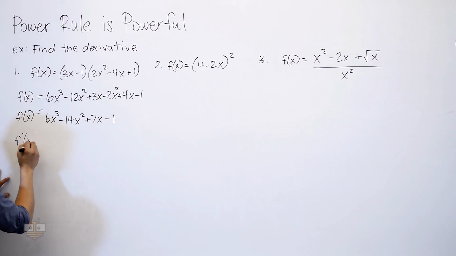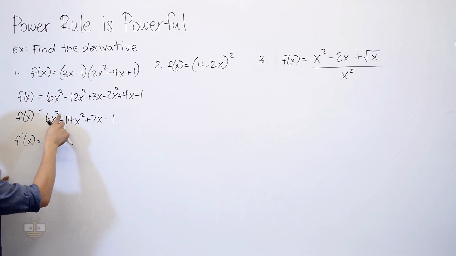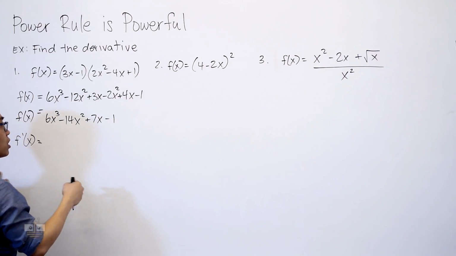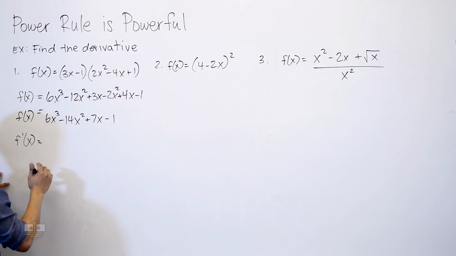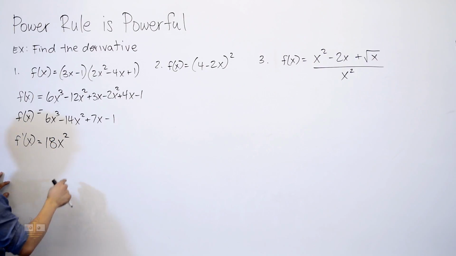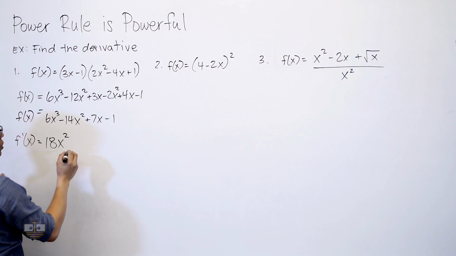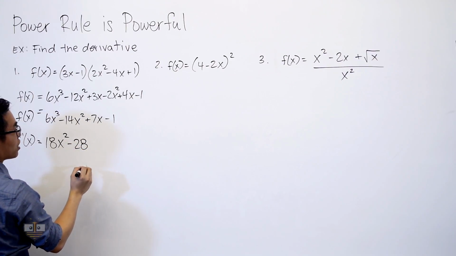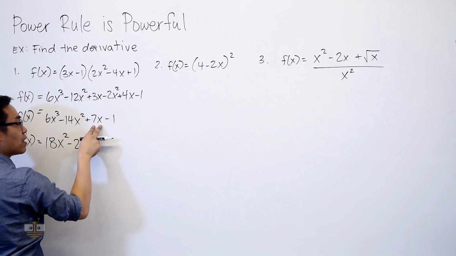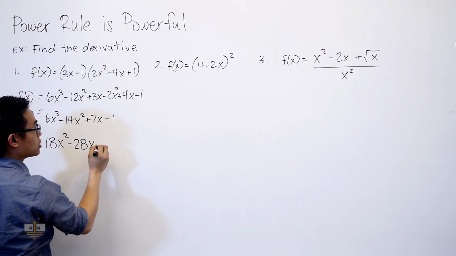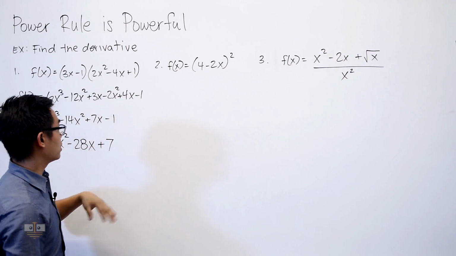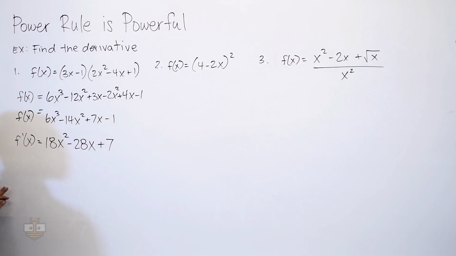So f prime of x, let's use power rule. Power rule says take the exponent and multiply it by the coefficient out front, then subtract 1 off the exponent. So 3 times 6 is 18. This goes down to x to the 2. Take 2, multiply it by negative 14, and you get minus 28. Subtract 1 off the exponent, and you get x to the 1. Remember the derivative of 7x, the x just goes away, so it becomes plus 7. And the derivative of any constant by constant rule is just 0. So this is our derivative.